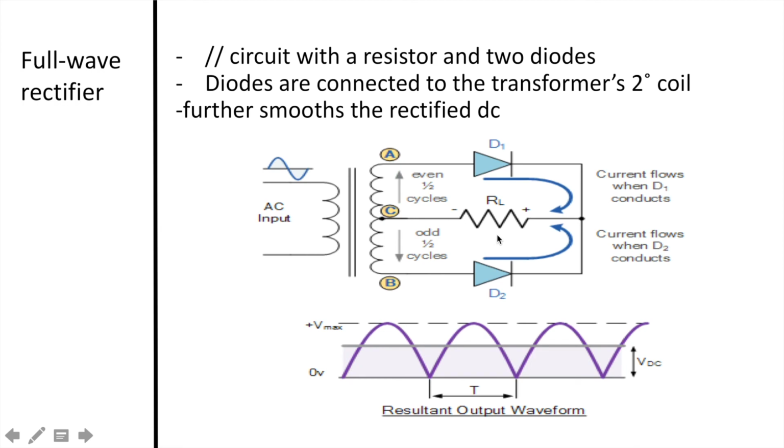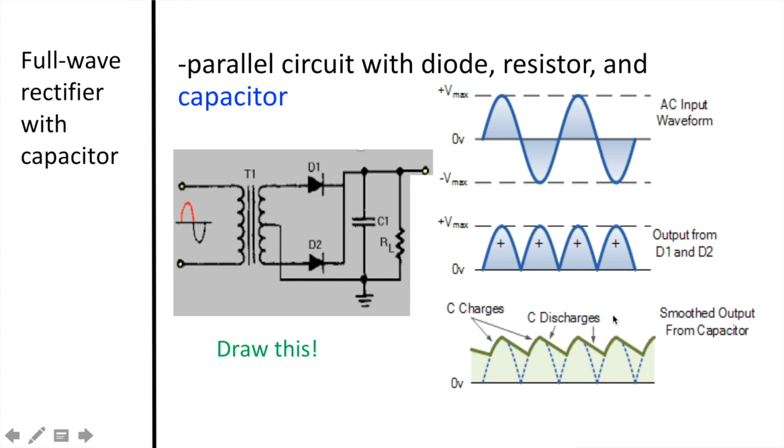Looking at the resultant output, you can see a full-wave rectifier creates twice as much voltage output as a half-wave rectifier. If you add a capacitor to the full-wave rectifier, you get an even smoother resultant output of voltage. So here we have the ripple voltage that is closing off a little bit of this empty space, so that we get more voltage and it creates a smoother output.